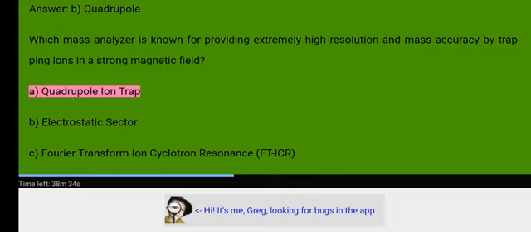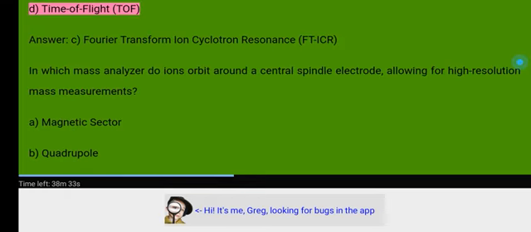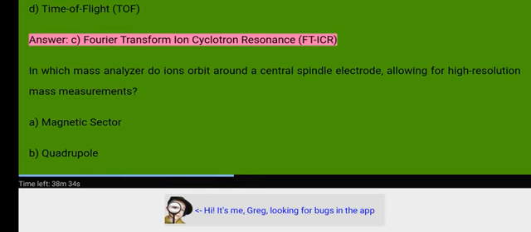Which mass analyzer is known for providing extremely high resolution and mass accuracy by trapping ions in a strong magnetic field? A. Quadrupole ion trap. B. Electrostatic sector. C. Fourier transform ion cyclotron resonance (FT-ICR). D. Time-of-flight (TOF). Answer: C. Fourier transform ion cyclotron resonance (FT-ICR).